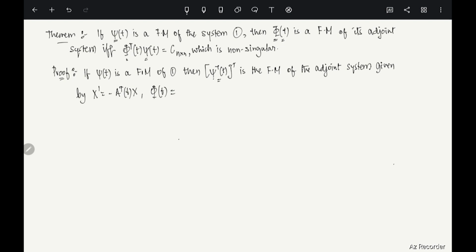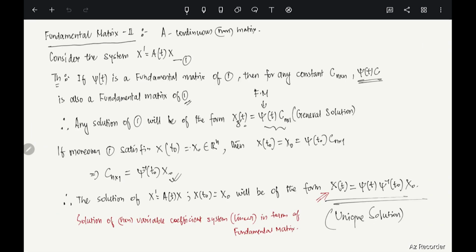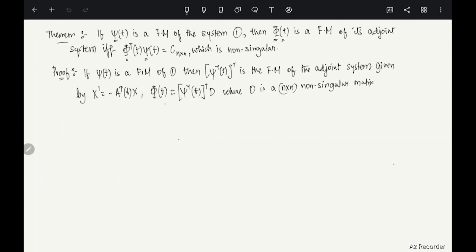So what did we learn? It will be the transpose of psi inverse of t times a constant matrix, let's just call it D, where D is an n cross n non-singular matrix. How am I getting this? I am using the theorem which we proved in the last video: if you have a fundamental matrix, another fundamental matrix will always look like the given fundamental matrix times a constant. This is what I am using here.